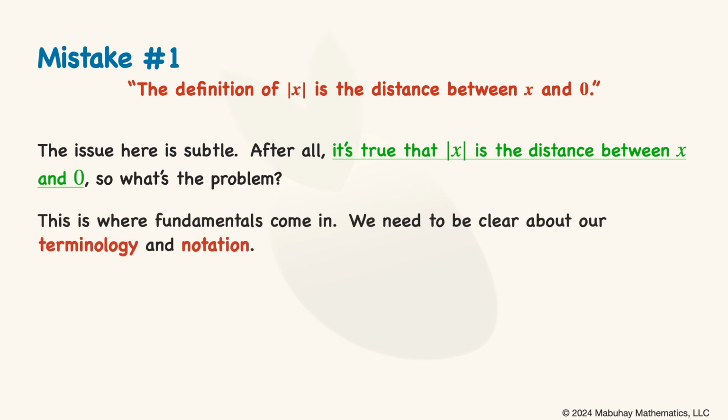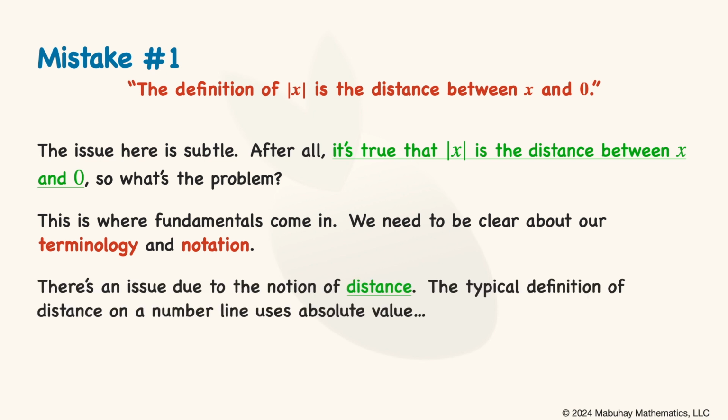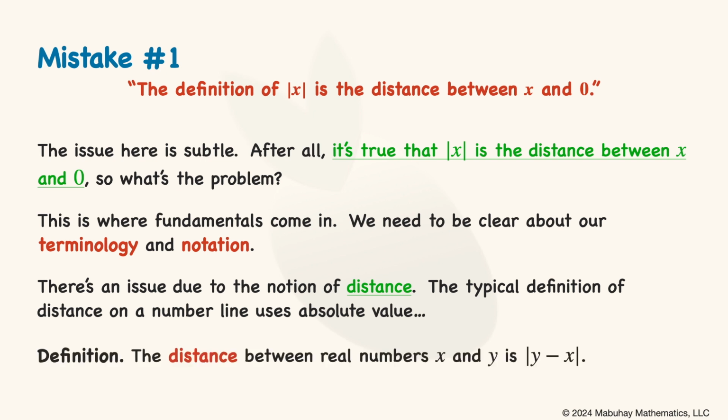This is where fundamentals come in. We need to clarify our terminology and notation. And actually, these 2 things should be among our top priorities anytime we're learning math. So here there's an issue because of the notion of distance. The typical definition of distance, for instance on a number line, uses absolute value. The distance between x and y is the absolute value of the difference between x and y.